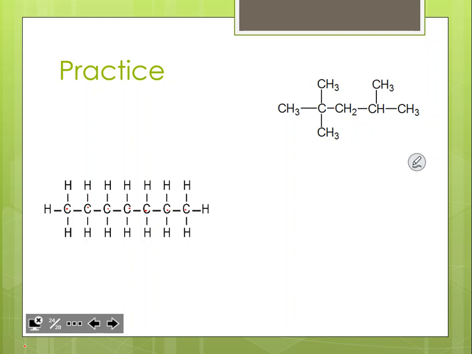Does it matter which way we number here? No. Why does it not matter for this particular one that we don't have to worry about the direction of the numbering? It's just the one thing. There are no branches or substituent groups to consider here. There is no other thing branching off of it, so it's just the one parent chain. So really, this is just heptane. This one's very simple. You would just call that one heptane.